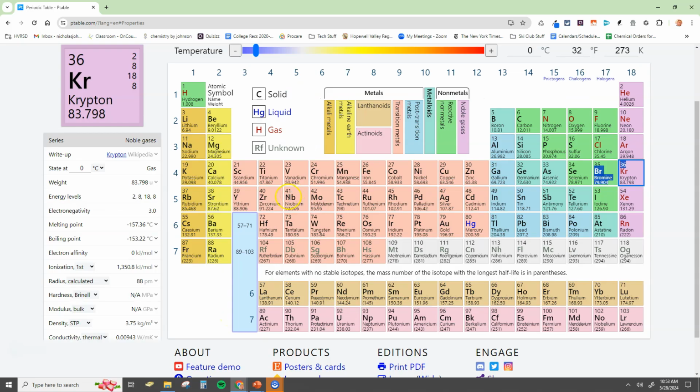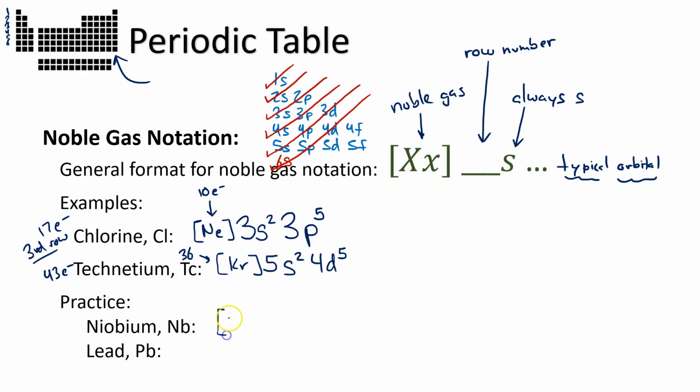So here's niobium. It's got 41 total electrons. If I count backwards from 41, I'm going to use Kr again in my square brackets, and Nb is in row 5. So for Nb, we're going to start with Kr, that represents 36. After Kr is going to come 5s2 because niobium is in row 5, and that gets me to 38 electrons, which means in the 4d orbitals, I only need 3 more to get up to niobium's total of 41.